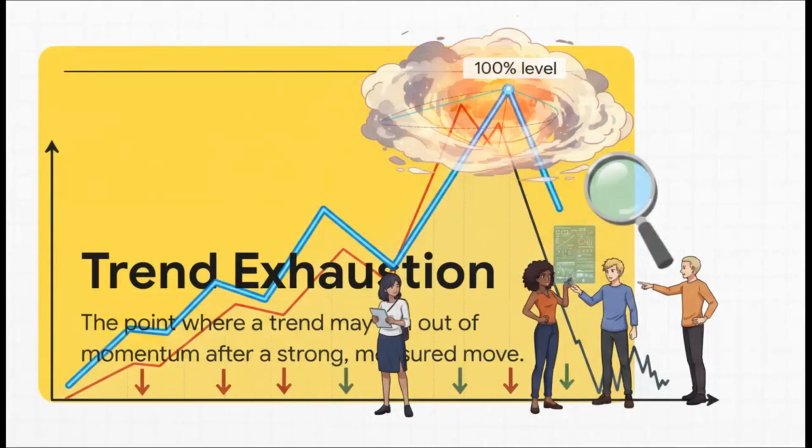Hitting that 100% level is often a major red flag for what we call trend exhaustion. I mean, think about it. After a perfectly symmetrical run, it makes sense that momentum might start to fade. This becomes another critical decision point where lots of traders are looking to get out, and that can easily trigger a deep pullback or sometimes even a full trend reversal.